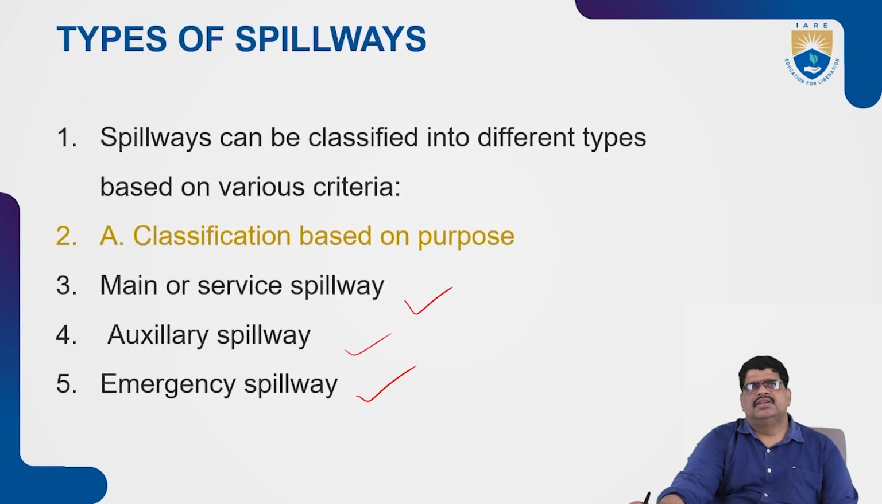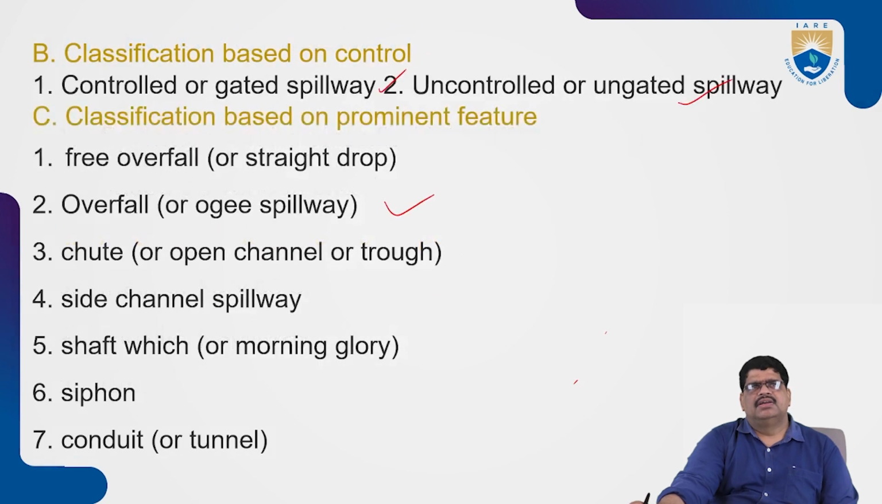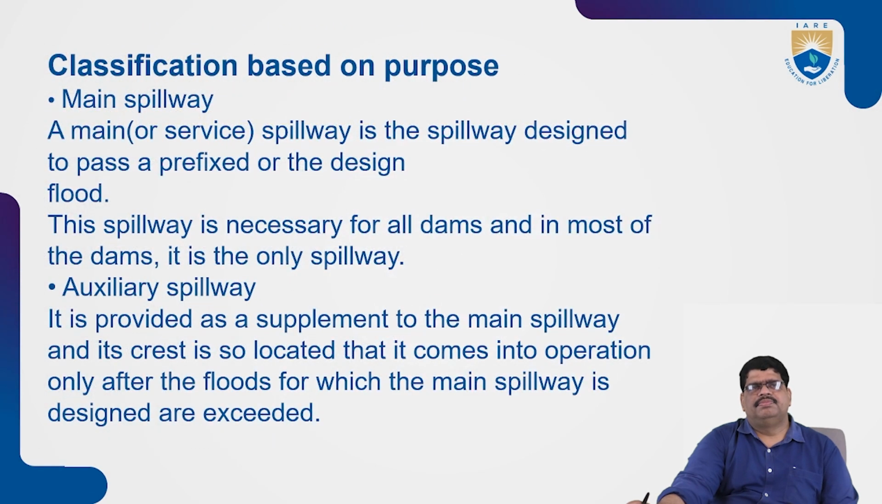Next, classification based on the purposes: main spillway. What is meant by main spillway or service spillway? Each spillway is designed to pass the design flood. It can be provided especially for the design floods. So that is the main spillway. This spillway is necessary for all dams; most dams use only this spillway.